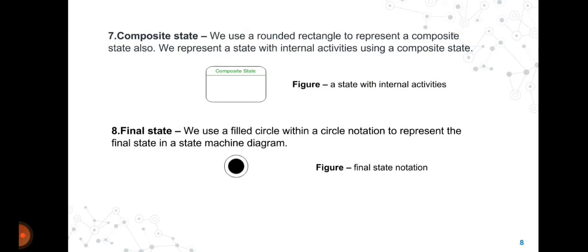Next one is composite state. We use a rounded rectangle to represent a composite state.